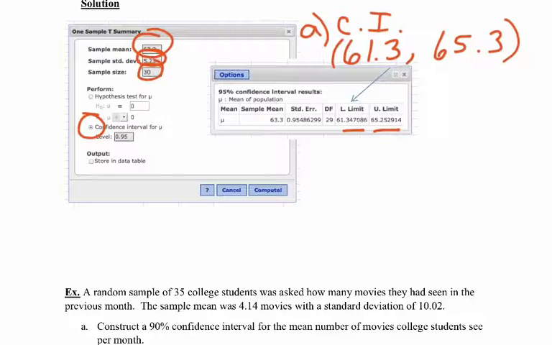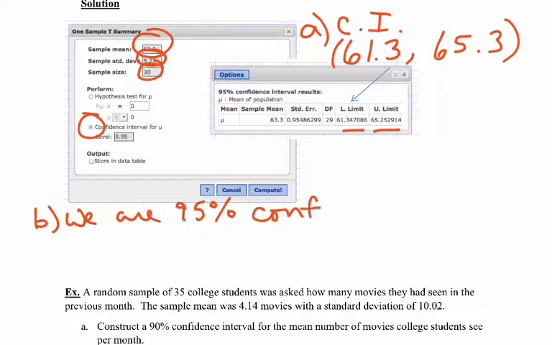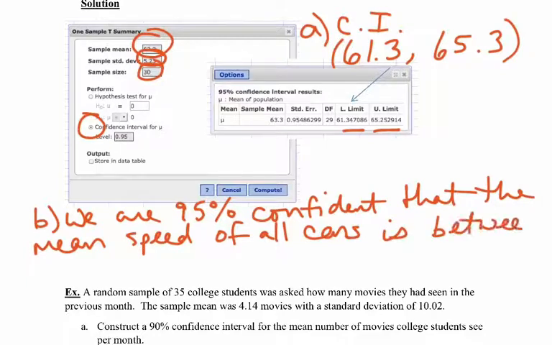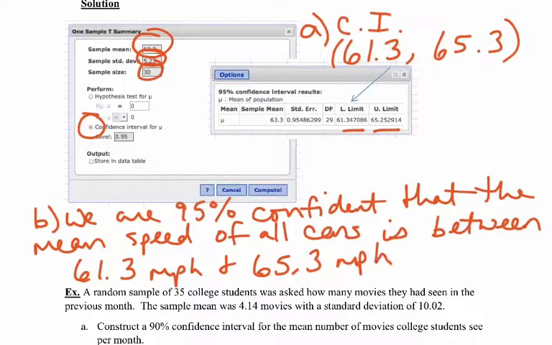We're not doing proportions, we're not doing percentages. These are means, don't forget. So I have an actual number, there's no need to move decimals around or anything like that. So part B says to interpret this, so what can we say? We can say we are 95% confident that the mean speed of all cars on this road is between 61.3 miles per hour and 65.3 miles per hour.